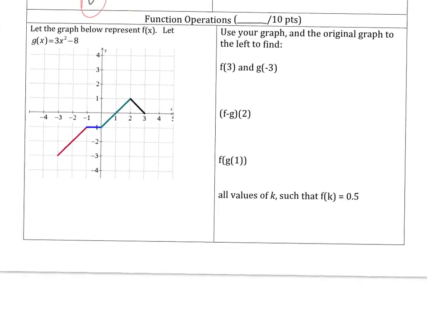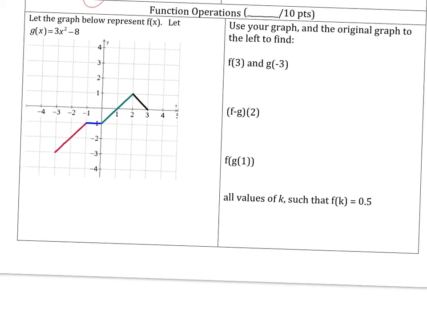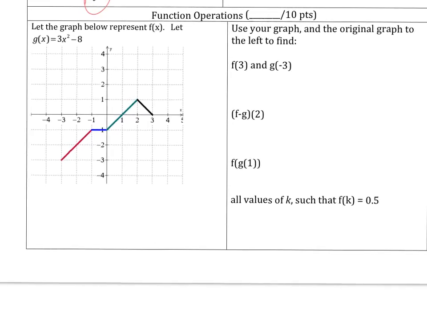Ooh, function operations involving a graph. Woohoo! I am a little bit sad that you guys don't get to see the colors on your spiral review sheets, but we have them here, so that makes it lots of fun.